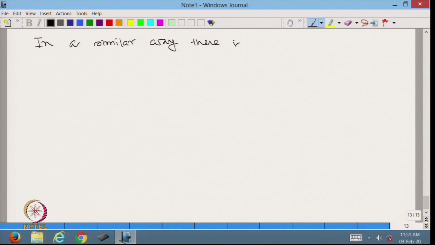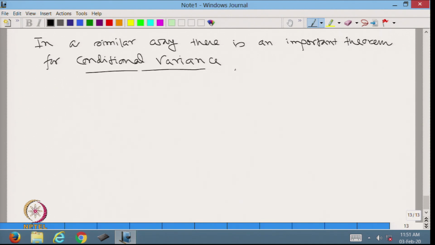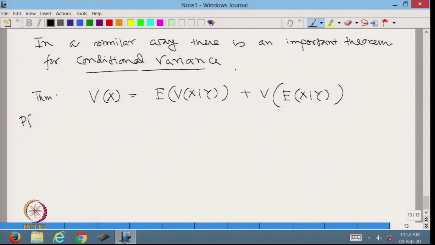Now, in a similar way, there is an important theorem for conditional variance. I want you to remember the result. The result is that variance of x is equal to expected value of variance of x given y plus variance of expected value of x given y. Proof: expected value of variance of x given y plus variance of expected value of x given y.